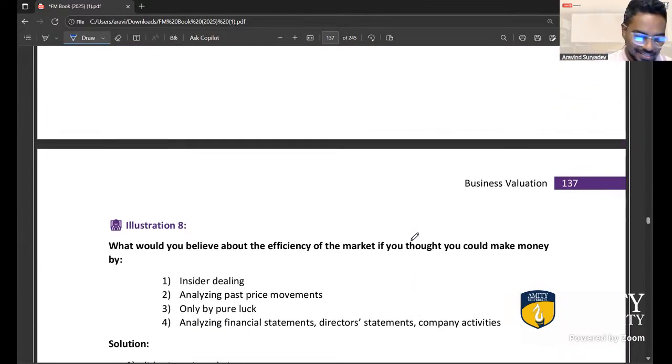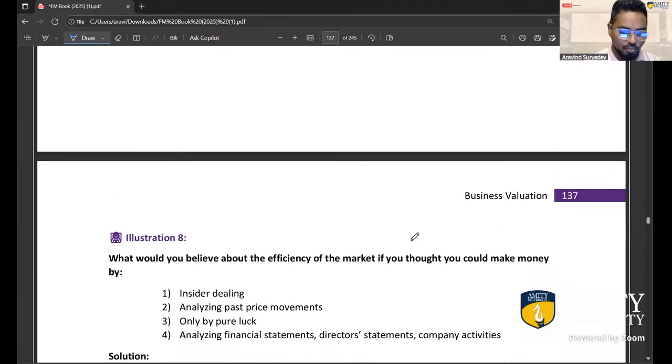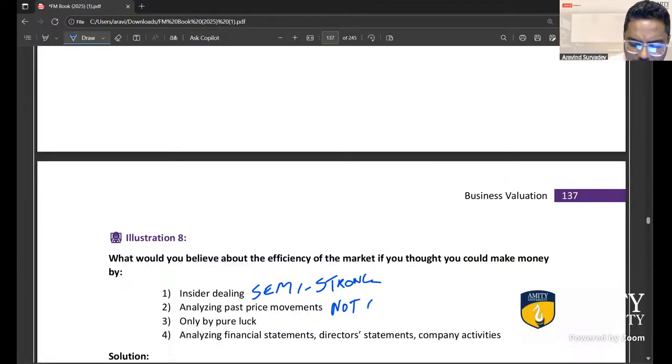Right. Now, let's look at illustration two. What's happening here? What would you believe about the efficiency of the market if you thought you could make money by insider dealing? Well, that would be semi-strong. Why? Because insider dealing is the idea of having private information, and then using that in the market to make some gains. Then analyzing past price movements would work in an inefficient market, or zero efficiency.